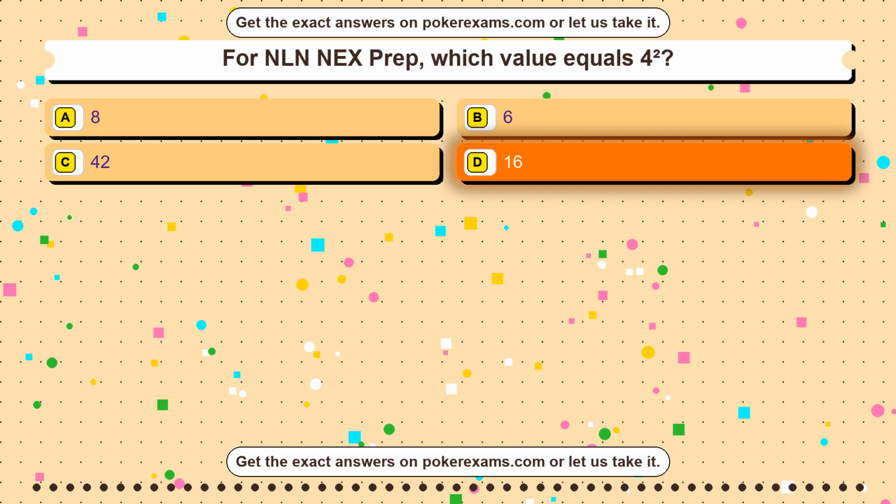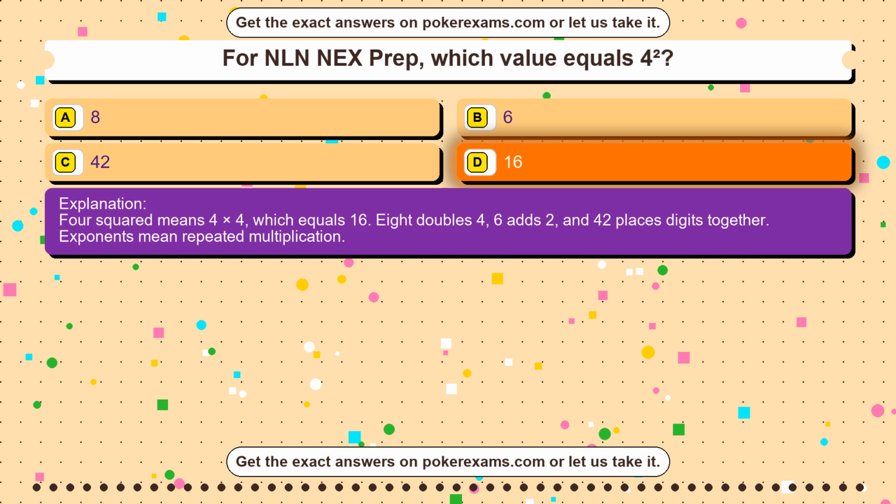The correct answer is option D. 16. 4 squared means 4 times 4, which equals 16. 8 doubles 4, 6 adds 2, and 42 places digits together. Exponents mean repeated multiplication.